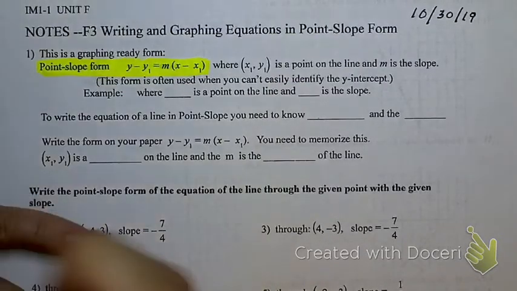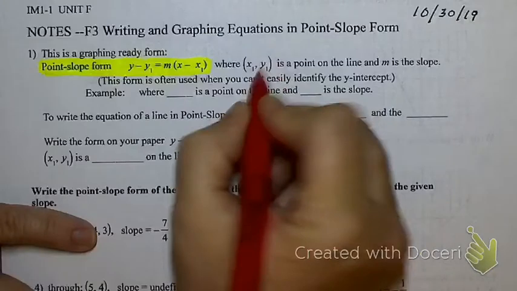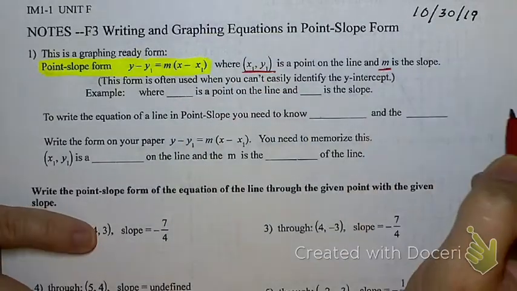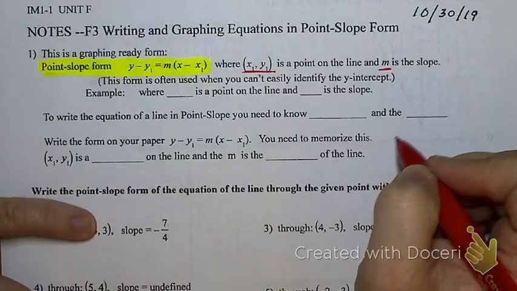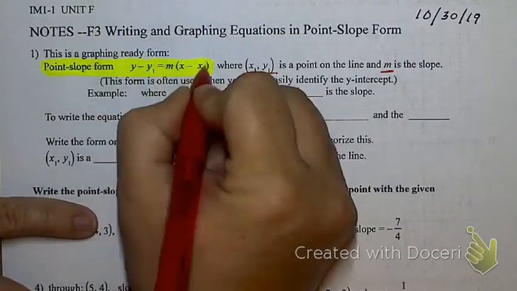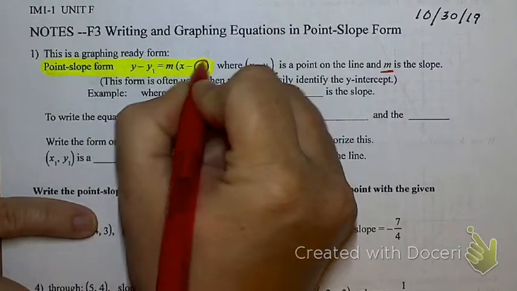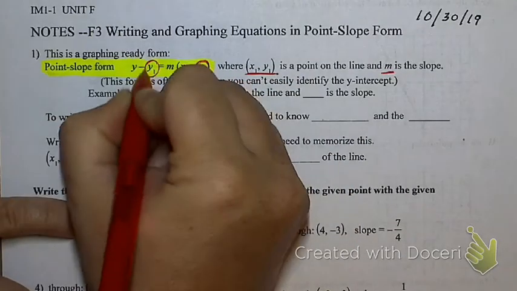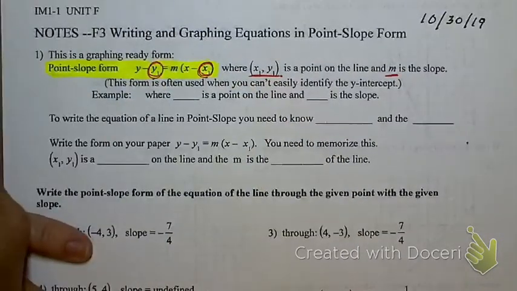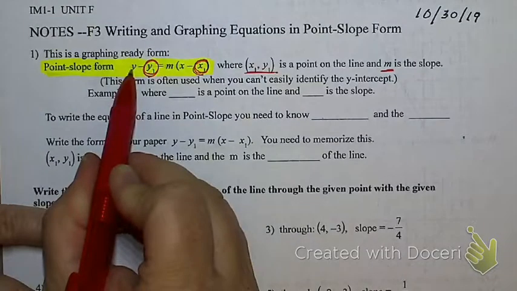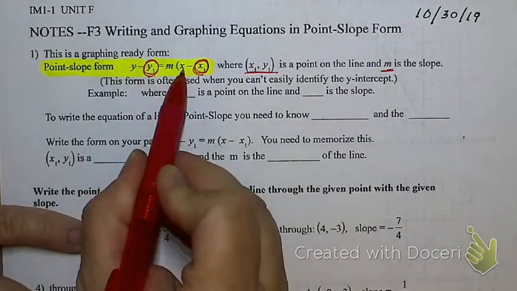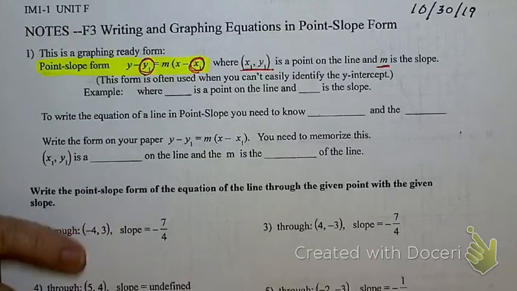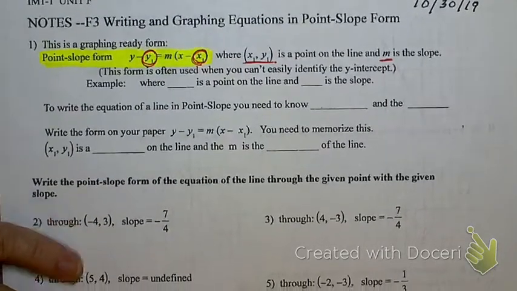Now, you will be given a point and the slope, and you need to write the point slope form. Now, the x value from your point goes right here, and the y value from your point goes right here. This will stay a y, this will stay an x, and this is where we plug in our slope. Okay? It's very easy to go from point slope to other things.